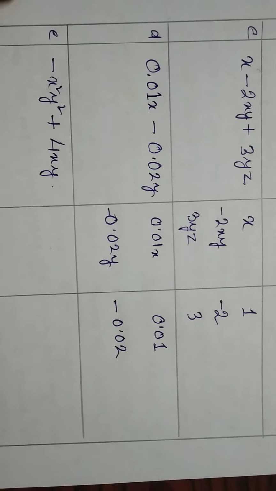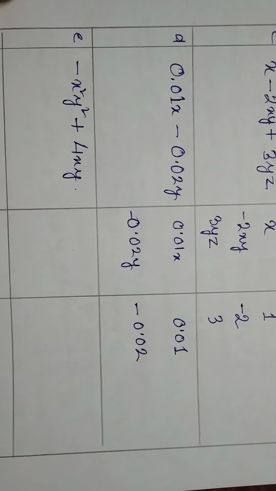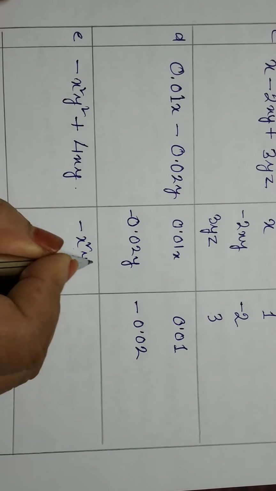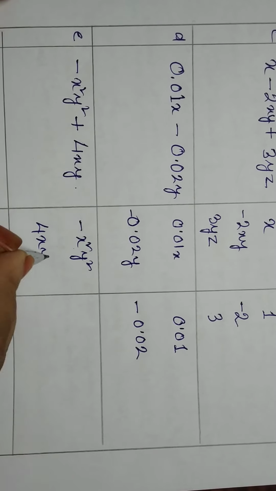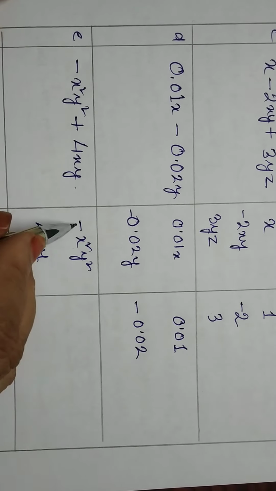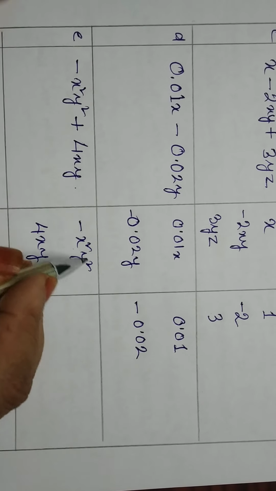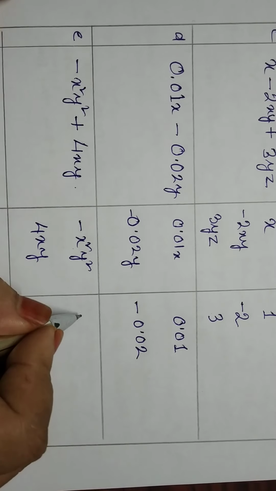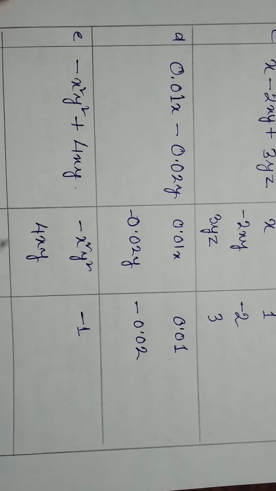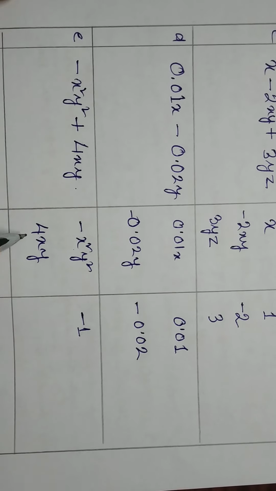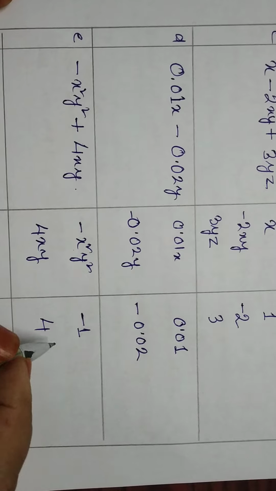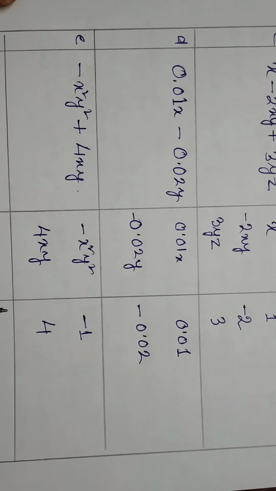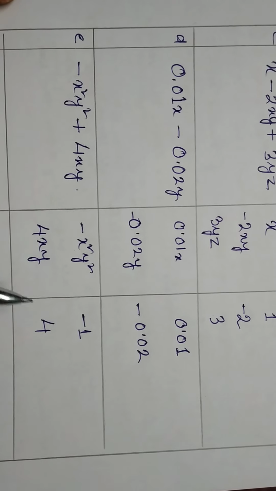Next, E. In E, two terms are there in this expression. One term is minus x square y square and the second term is 4xy. In this term, minus x square y square means minus 1 into x square y square. That's why the coefficient is minus 1, and for xy the coefficient is 4. That's why 4. This way we find the numerical coefficient of these expressions, other than the constant.